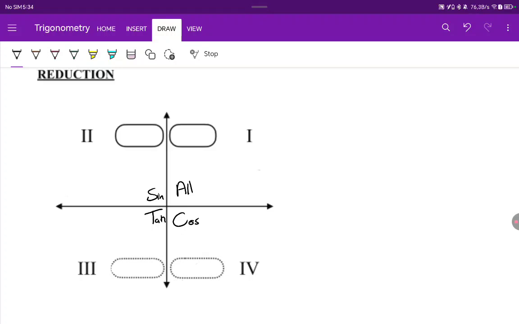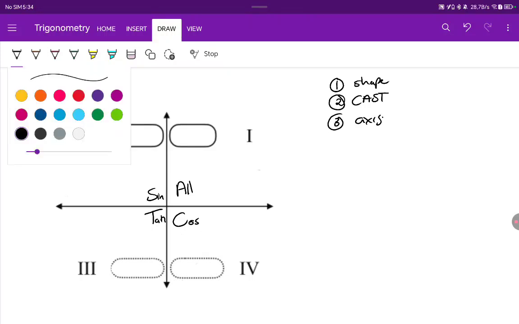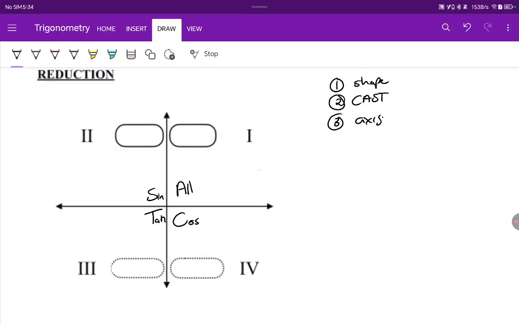First things first, you are going to do the shape. And then the second thing you're going to input is your CAST label. Next up, we are going to label our axis. When we label the axis, I want you to notice that you're going to start on the far right. This is your x-axis. Wherever you place your protractor, in the center here, this is going to be 0 degrees, and then straight up over here is 90 degrees.